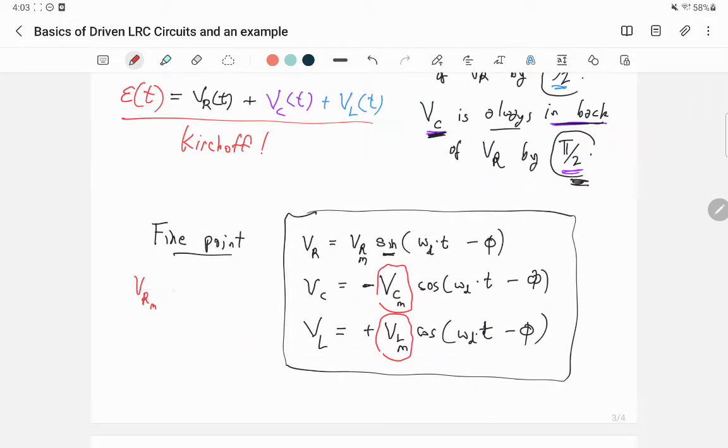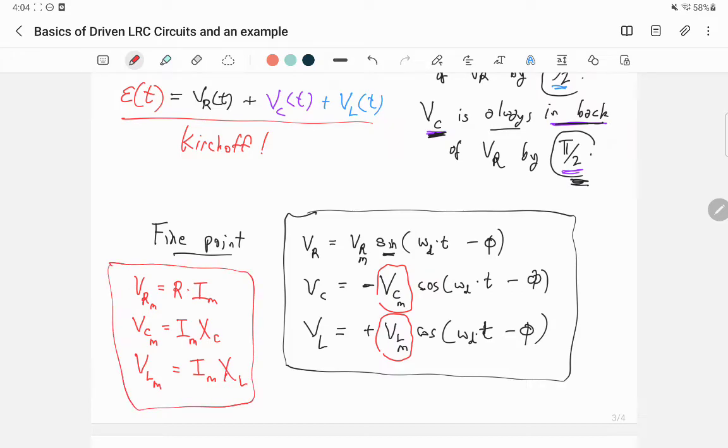So the amplitude of the resistor voltage is just R times the amplitude of the current, which I showed you how to get with the impedance. The amplitude of the capacitor voltage, though, is you take I sub m and you multiply by the capacitive reactance, and the amplitude of the inductor voltage is equal to I sub m times the inductive reactance. This is a nice set of details to have.